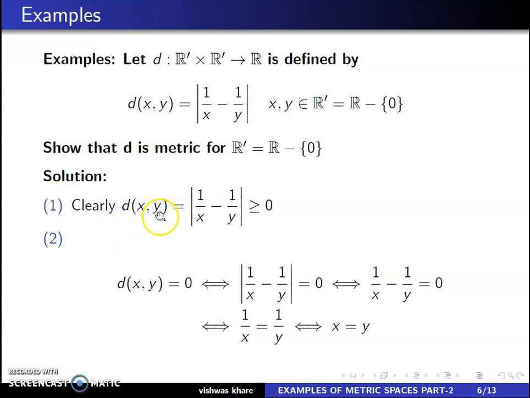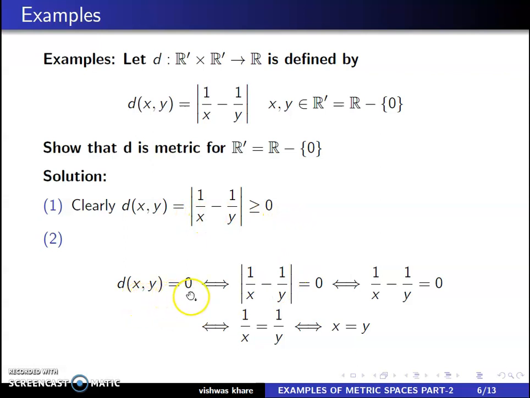Solution: clearly d(x,y) = |1/x − 1/y| is greater than or equal to 0, because the modulus or absolute value of any real number is greater than or equal to 0. 1/x is a non-zero number, 1/y is a non-zero number, so 1/x − 1/y is a real number and its modulus will always be greater than or equal to 0. So d(x,y) ≥ 0.